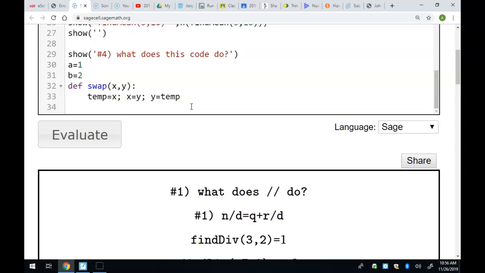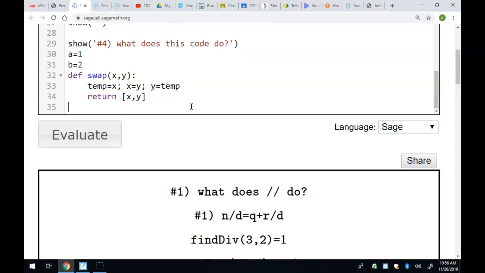Okay, it says also to return a list of the new x and y values. Okay, so let's show what happens when we swap A and B. All right, so A is 1, B is 2, right? So let's do quote, quote, comma, swap A and B. A is already 1, B is already 2. What happens if we do that?